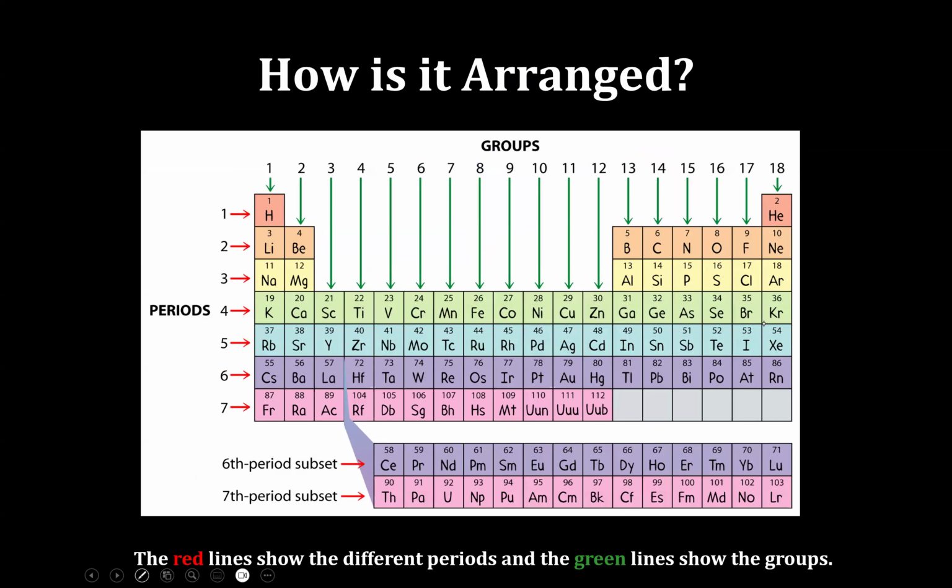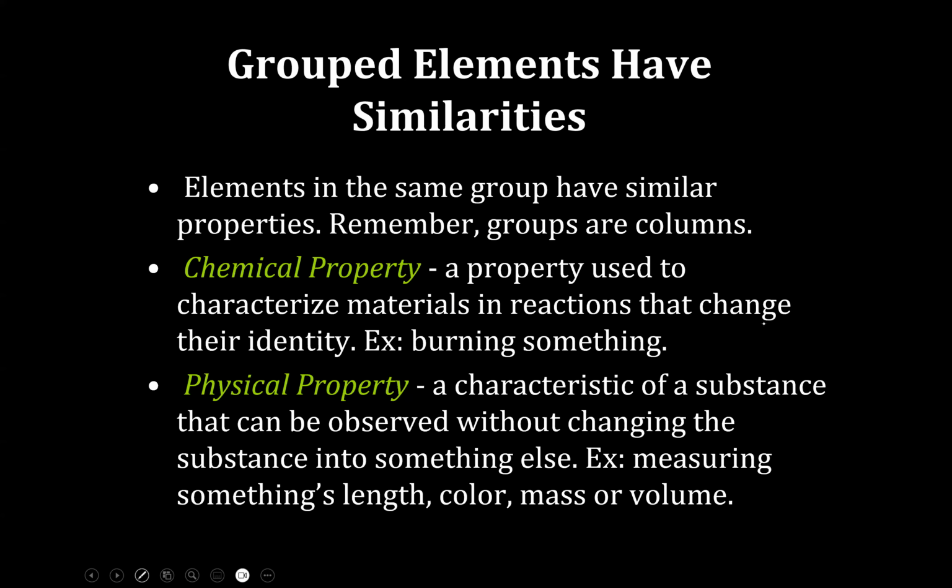All right. So elements have similarities. Elements that we put in the same group have similarities. Their properties are similar, both their chemical properties and also their physical properties. Elements in the same group have similar properties. Remember, groups are in columns. So for example, their chemical property, you remember what a chemical property is?